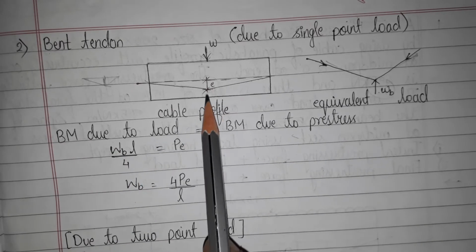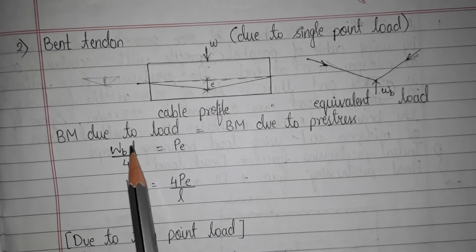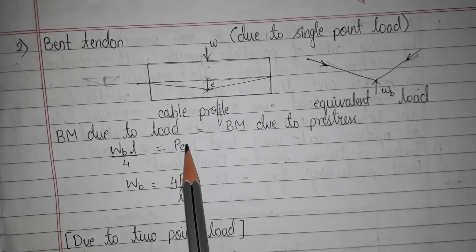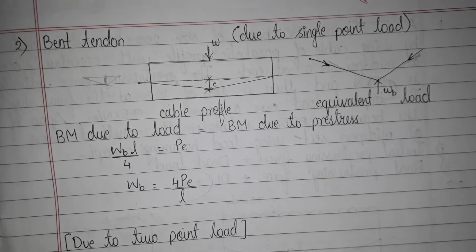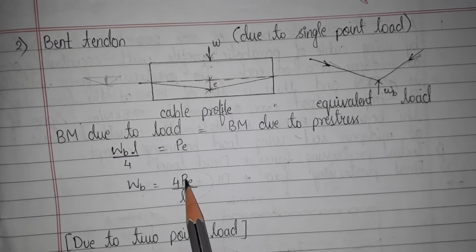The bending moment due to load, because it is a concentrated load, is WB L by 4, which is equal to P into E. So you can easily find out WB from this. That is the equivalent load required to resist the bending moment. WB we can easily find out as 4 PE by L.